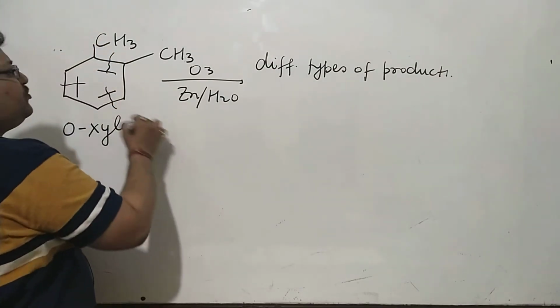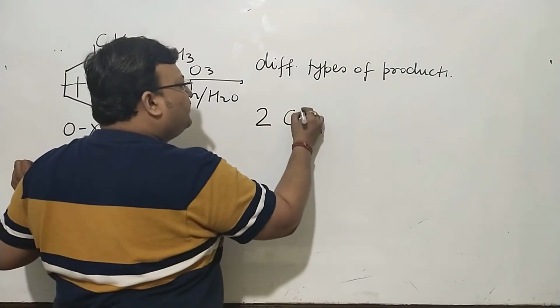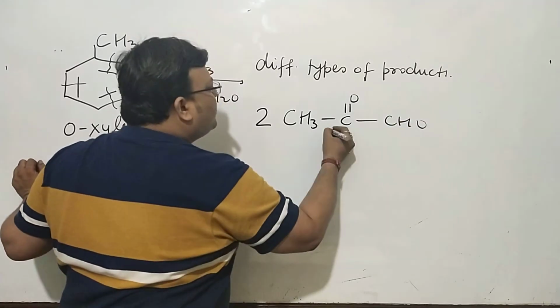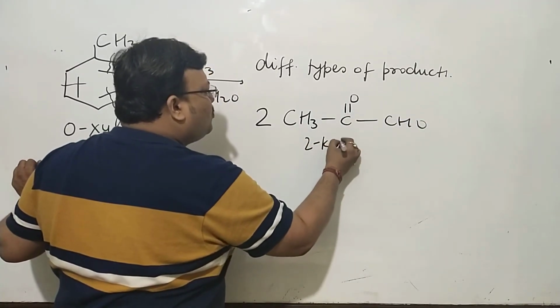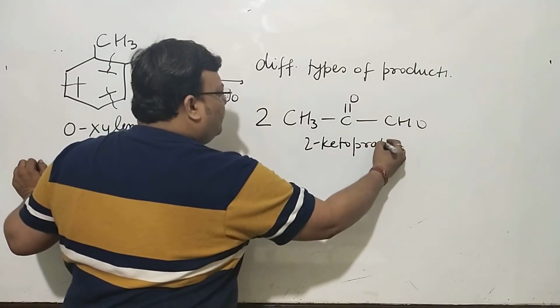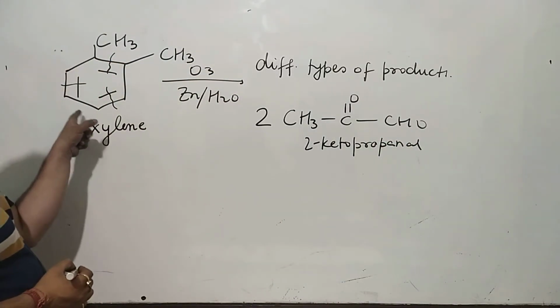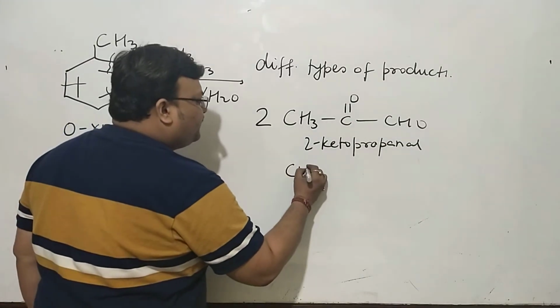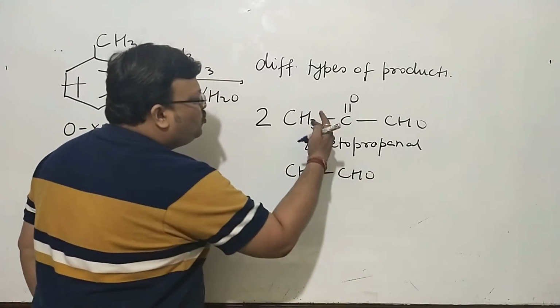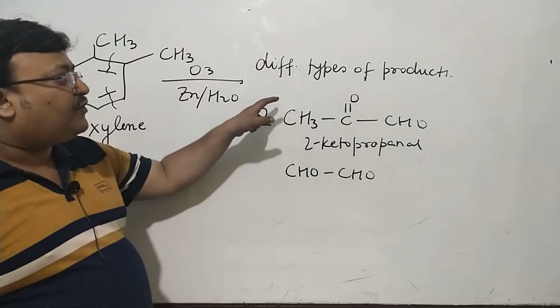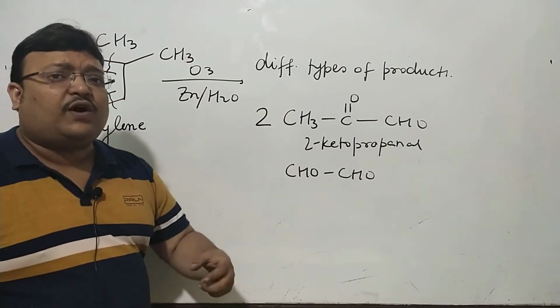If you have got a hang of drawing these structures, now you'll see there will be CH3C=O CHO, which will be 2 moles of CH3C=O CHO. You can call it 2-keto or 2-oxopropanal, and 1 mole of CHOCHO. And so many people would have thought 2 types of products, and the answer would have been 2 types of products. Now 2 was the wrong answer.